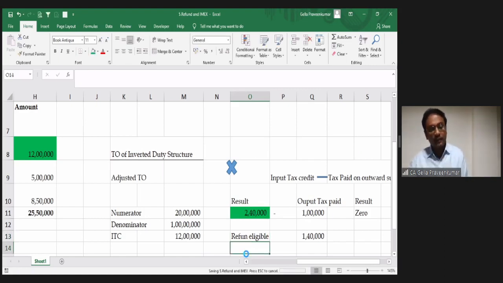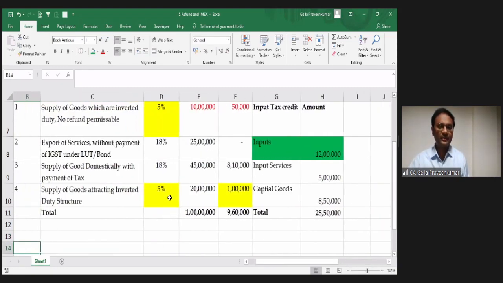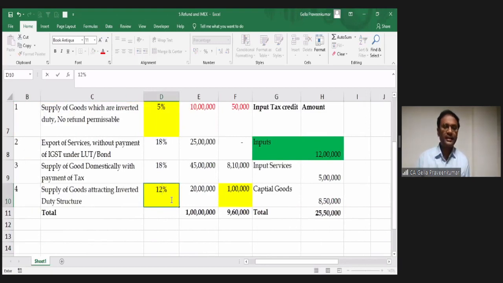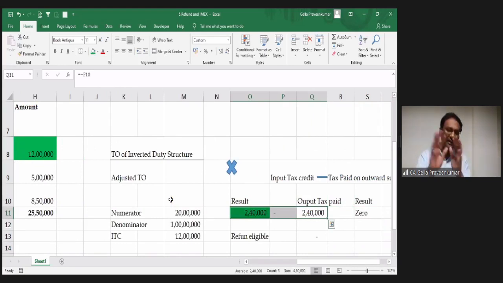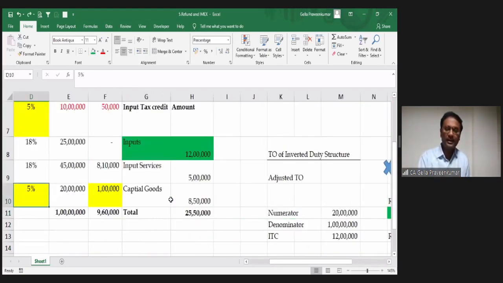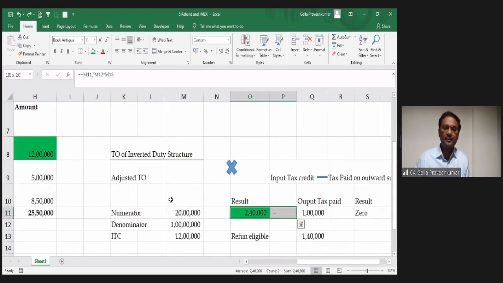Now, how is it possible? Earlier, when I kept my rate of tax at 12%, you have seen that I'm not entitled for any refund. The moment I changed the rate of tax from 12% to 5%, you can see that from 2,40,000, if I take out my output tax paid, I'm getting eligibility for 1,40,000. Now, is there a golmaal in this?